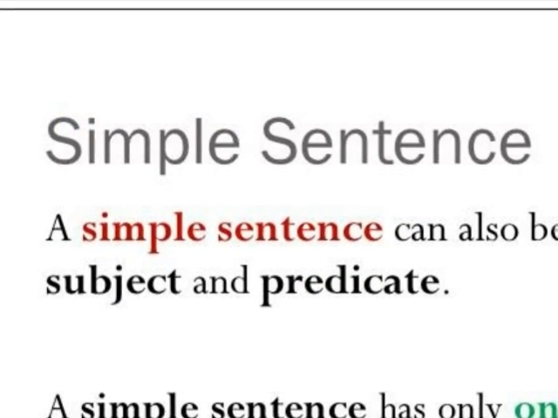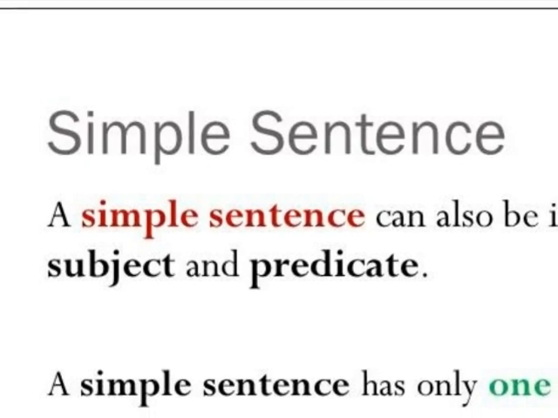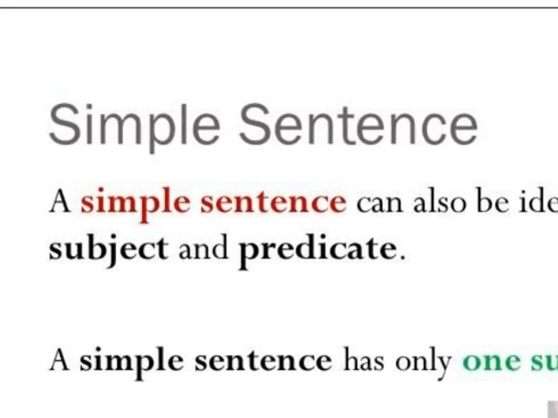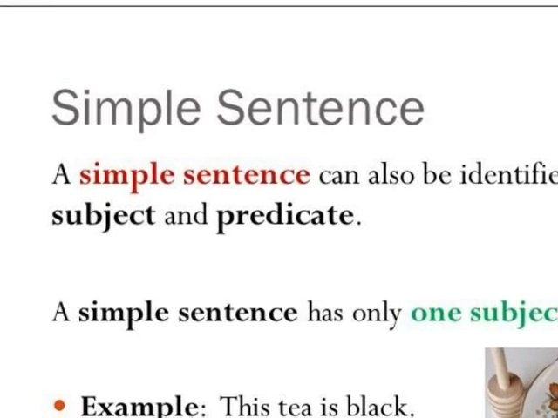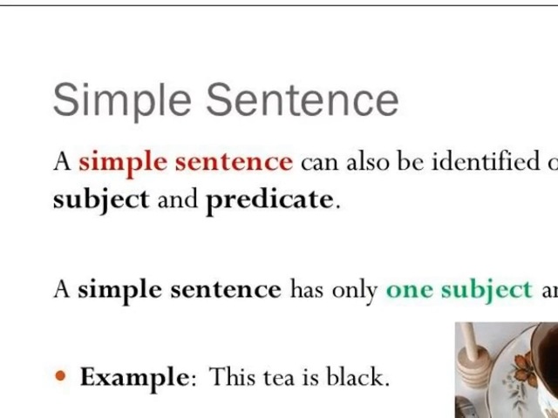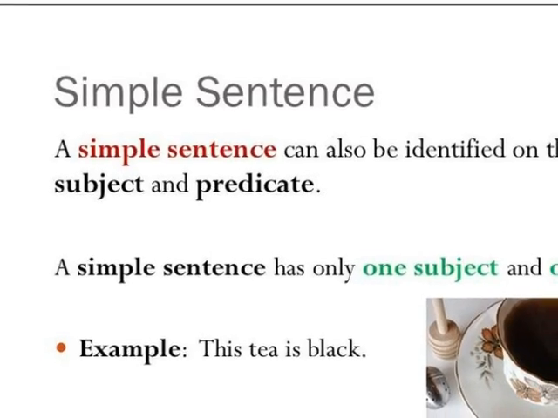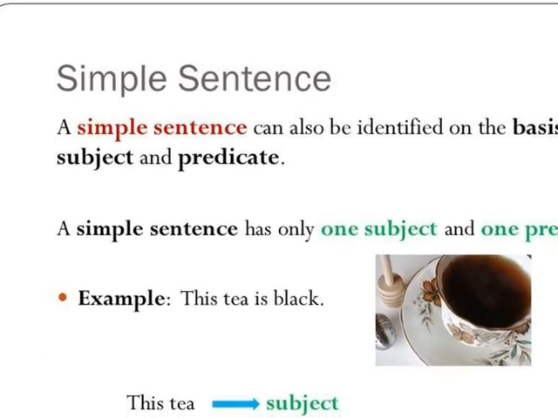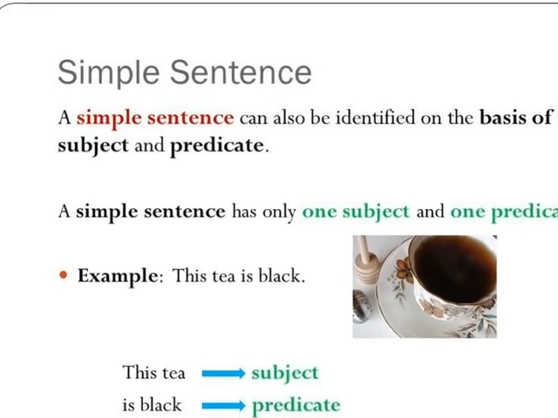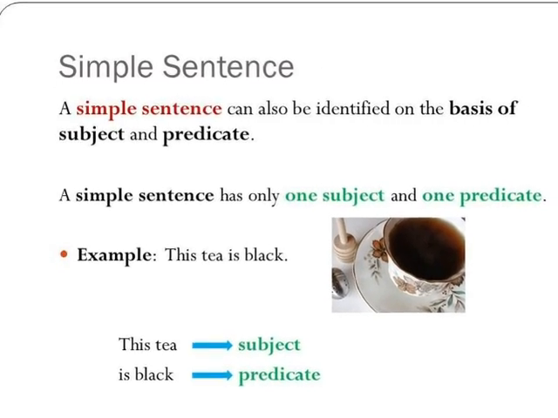A simple sentence can also be identified on the basis of subject and predicate. A simple sentence has only one subject and one predicate. Let's look at the example. This tea is black. This tea is the single subject of the sentence. Is black is the single predicate of the sentence.